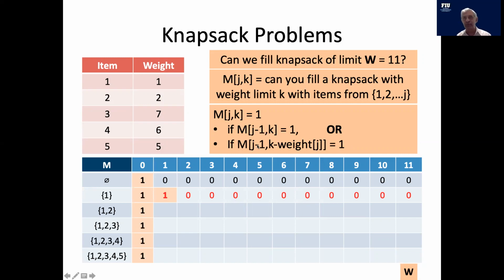We're looking at the previous row j minus 1, and we only want to achieve now a weight limit of k minus the weight of the last item you just added. So this is what will happen if the jth item is not added. This is what will happen if the jth item is added. There are only 2 possibilities. And so both those cases are taken care of.